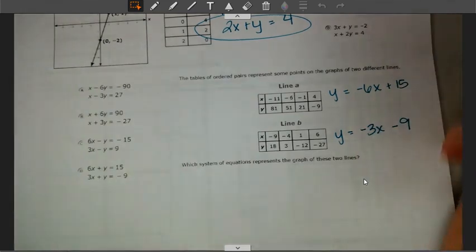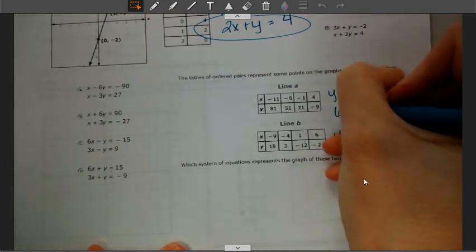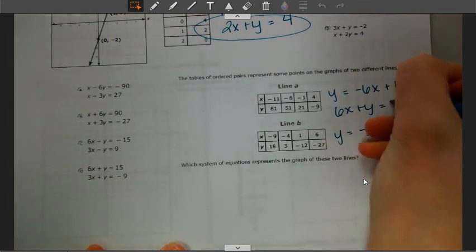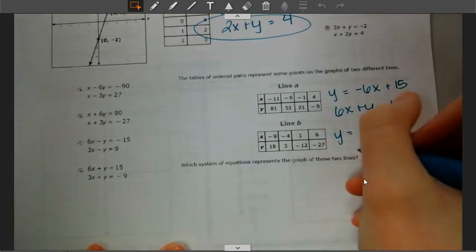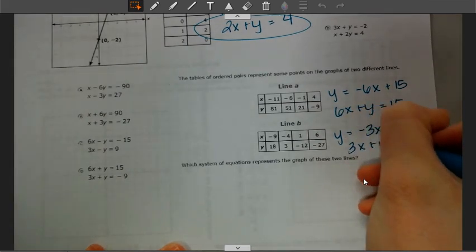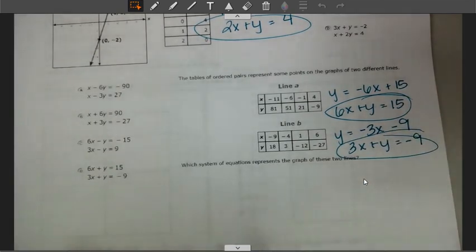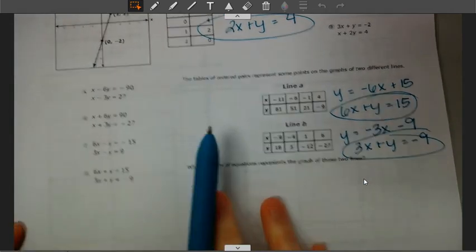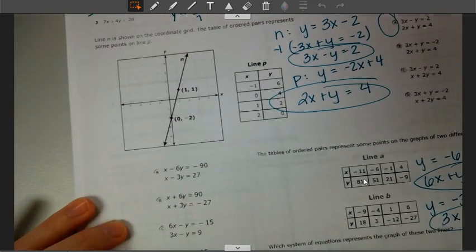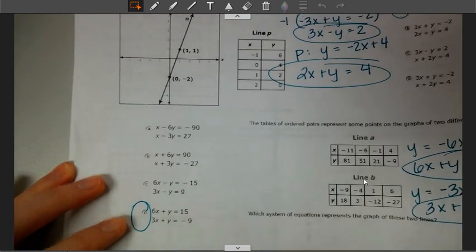Again, changing them to standard form. Add 6x to both sides: 6x plus y is equal to 15. Add 3x to both sides: 3x plus y is equal to negative 9. So I have 2 equations. Now I just have to find them in my chart here. Look, 6x plus y equals 15. 3x plus y equals negative 9. Option D is correct.